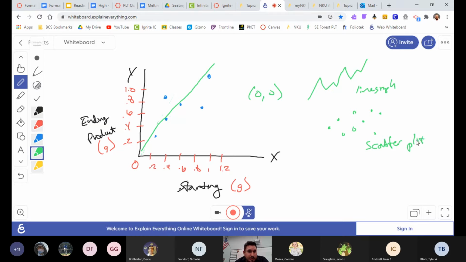Most graphs that you're going to do in real life are probably going to be scatter plots, not necessarily line graphs. Line graphs show a relationship, kind of. So once you have a line of best fit, then you can interpolate. You can say, well, okay, what happened at 0.7? When you have a line of best fit, you can do interpolation.